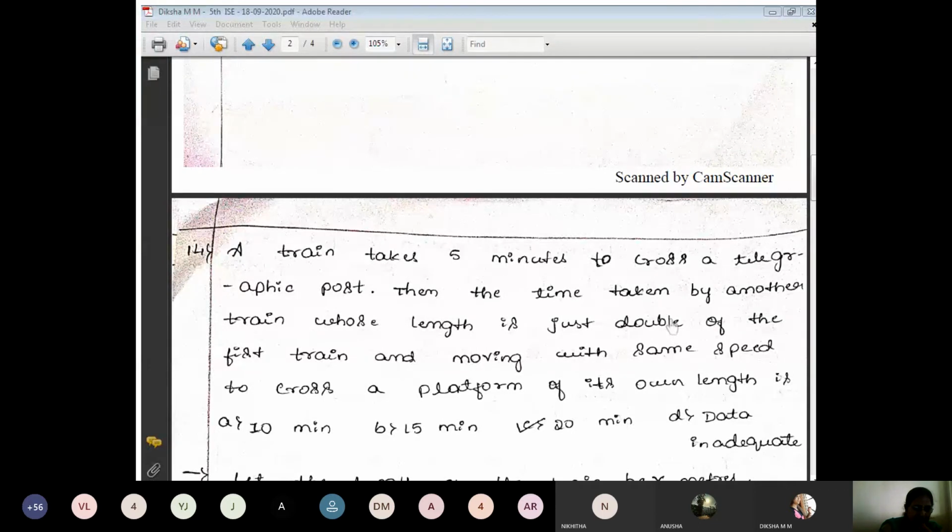Ma'am, no one is absent. Yes, I have downloaded the sheet. I am seeing here, no one is absent. That means everyone in 5th ISC is present, if that is the case.